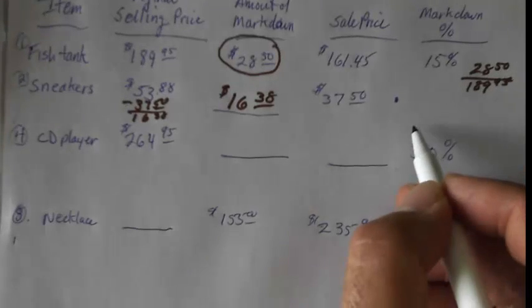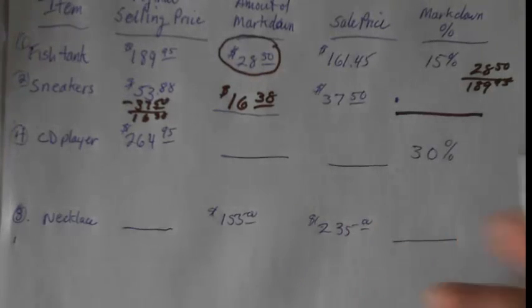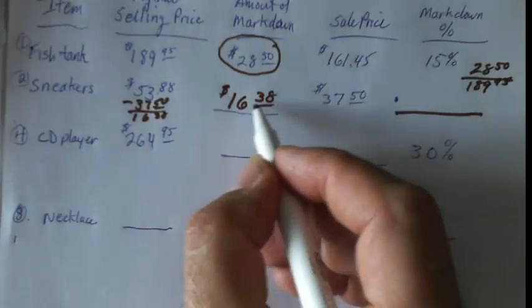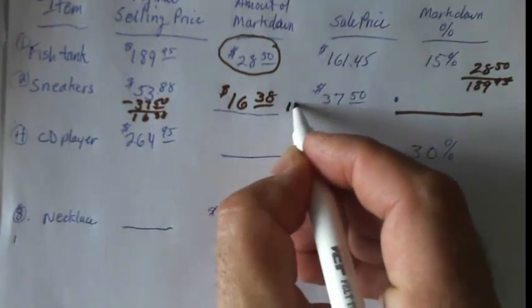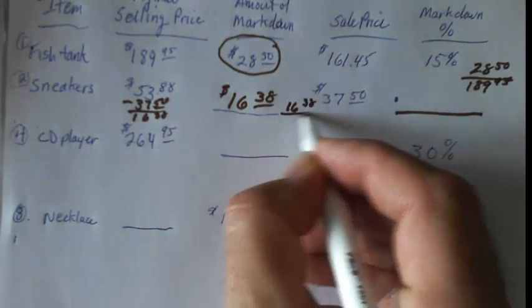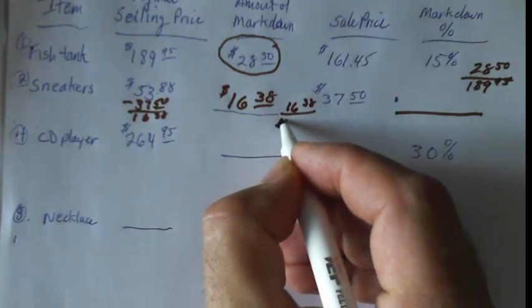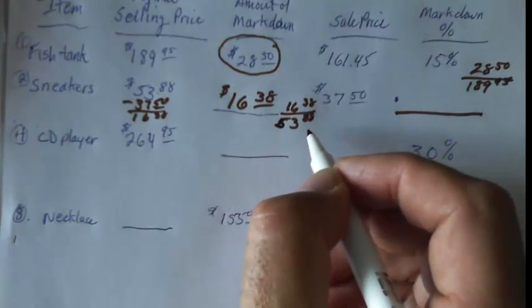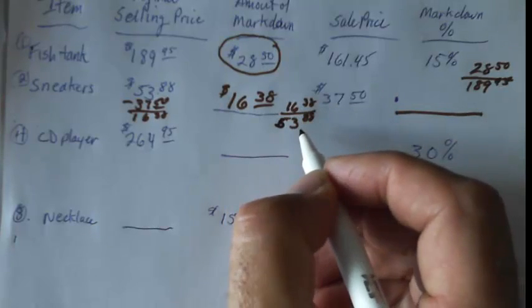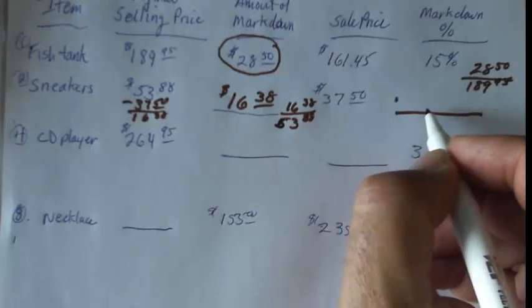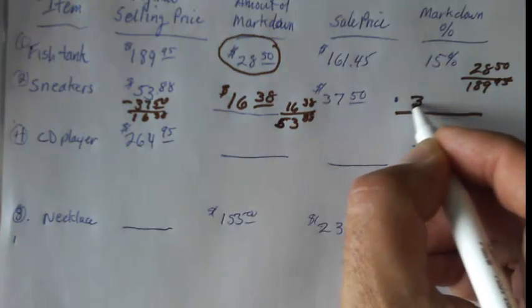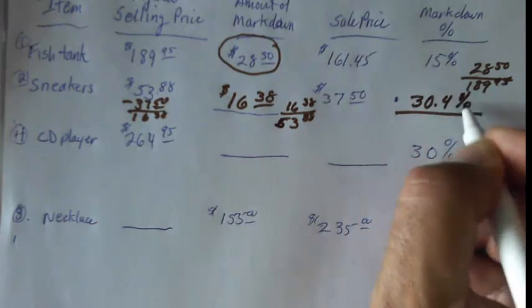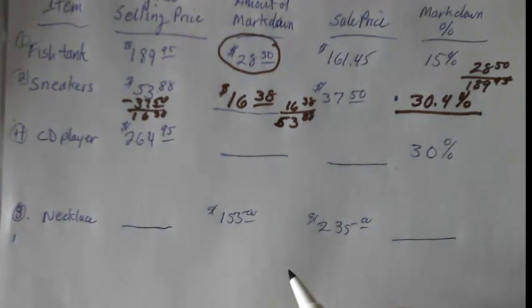And then they're also asking us for the markdown percentage. Well, the markdown percentage again is going to be part over the whole. So we would set up a problem 1638 over 5388, part over the whole, and simply divide that. So when we do that, we're going to get 0.304, which we change to a percentage, 30.4%.